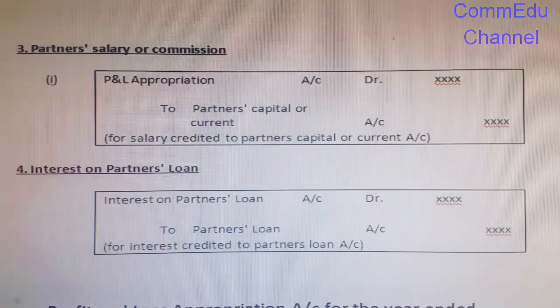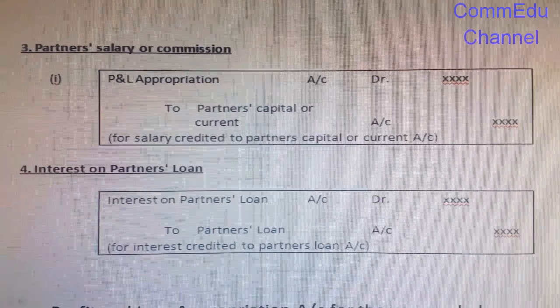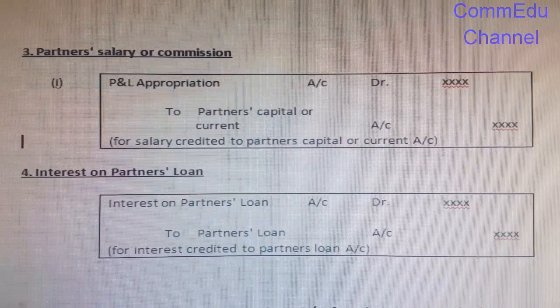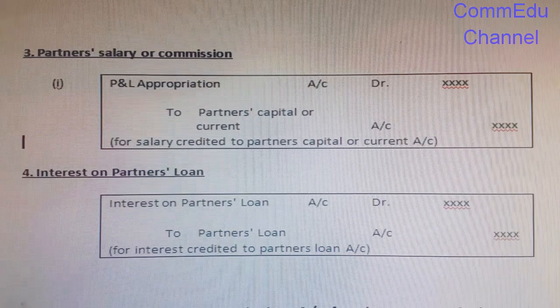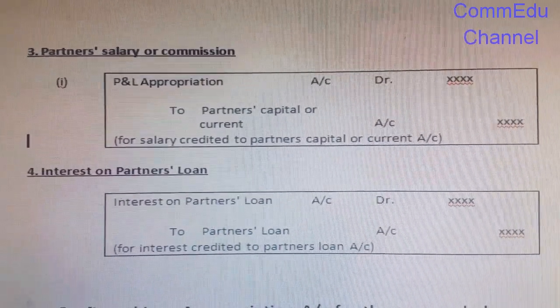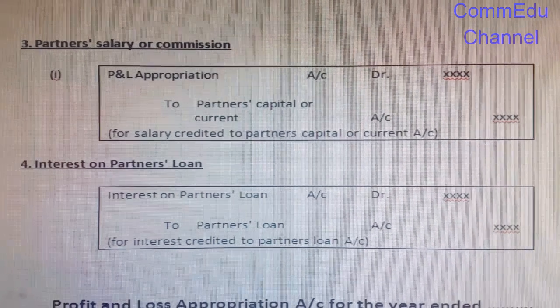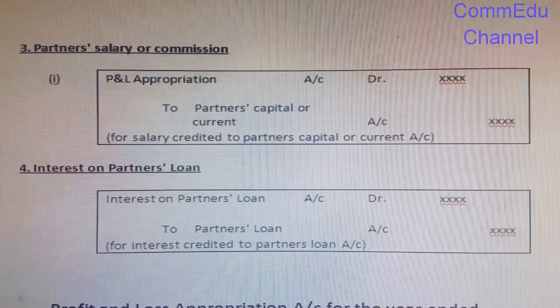The fourth adjustment is interest on partner's loan. Generally, it will carry 6% interest. The journal entry for it is interest on partner's loan account debit to partner's loan account. It should be noted that interest on partner's loan must be transferred to partner's capital or current account.